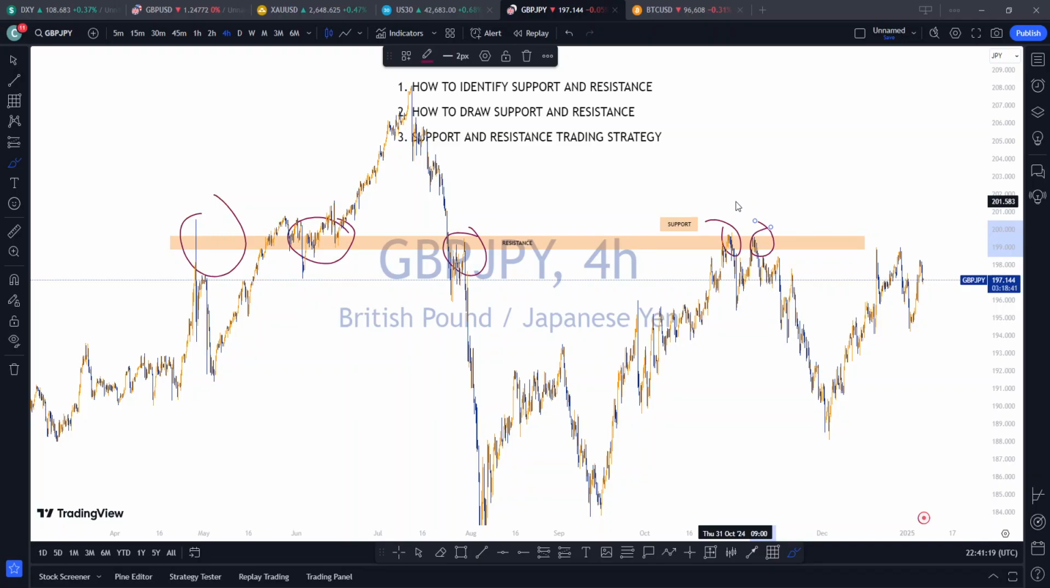Is it always 100%? Absolutely not. Just because it has tested that zone so many times doesn't mean it's unbreakable. That's a lie. It just means there's a higher chance that whenever it gets there, it's going to reject. But even if we see a breakout, because it has been rejecting a lot of times, you have to be able to check if that breakout is a false breakout or an actual breakout, because the zone is very solid.